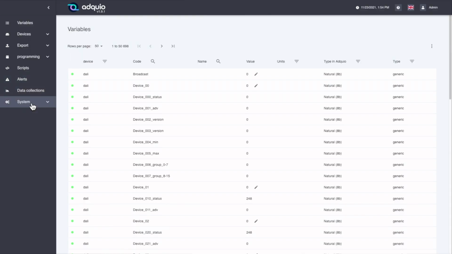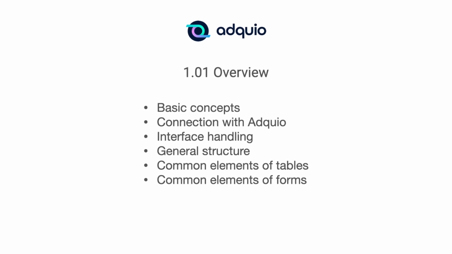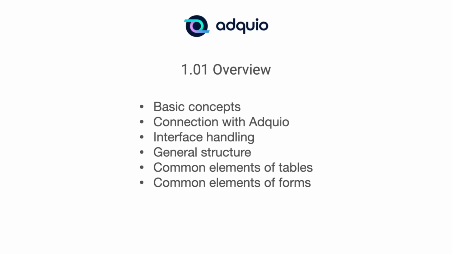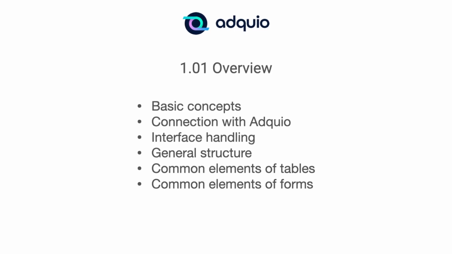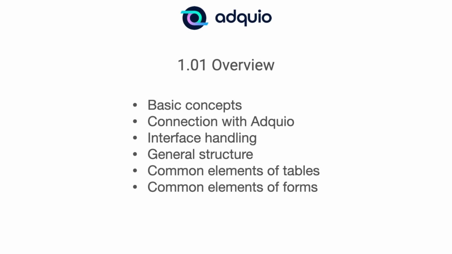area of the system. Very good, because with this, we have already seen the first 4 points, the basic concepts, where we talk about devices and variables. The connection with Adquio both by Wi-Fi and by cable. The handling of the interface. And the general structure of this interface.